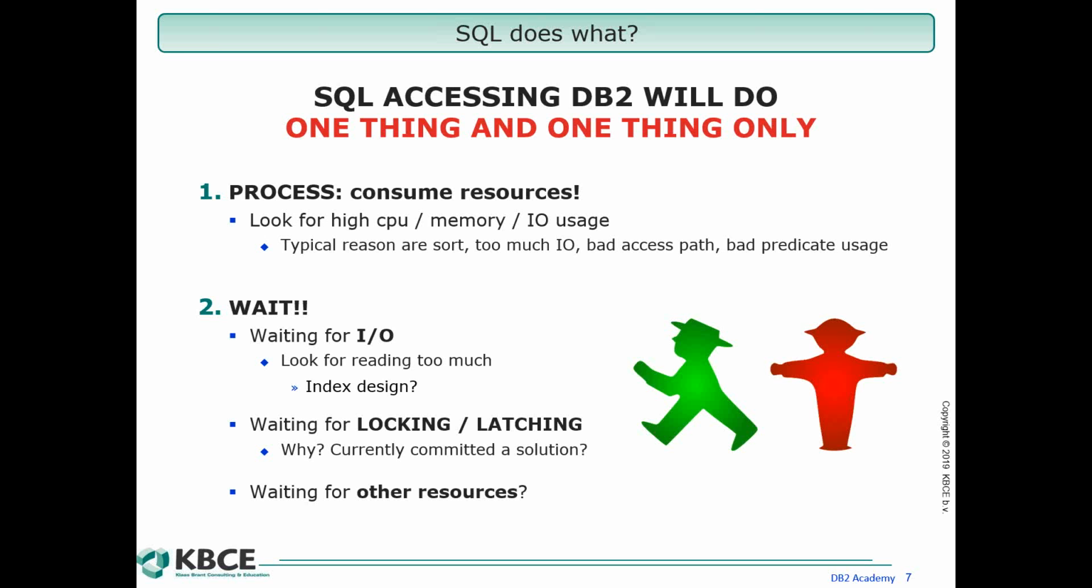So there are two things which are very dominant in the wait. That's either the I/O or you are waiting for locking or latching. And that means that you run into something which causes you to wait. And that might be that maybe a record, a row, is being locked and you're waiting until another transaction releases that record and you can access that record also. And I'm going to show you how you can detect that.